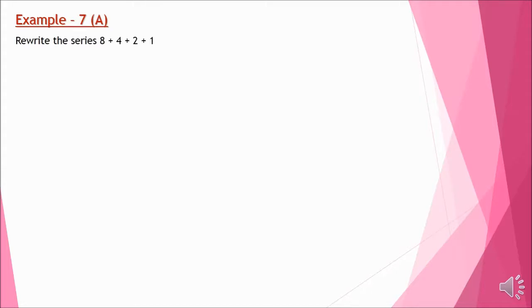the series 8 plus 4 plus... it's a decreasing series. You can see 8, 4, 2, 1, half, half, half. It's a decreasing series. Using sigma notation, we have to rewrite it using sigma notation. Means we have to find Tn, then we can apply a sigma as we have done in previous questions. And let's see the solution.